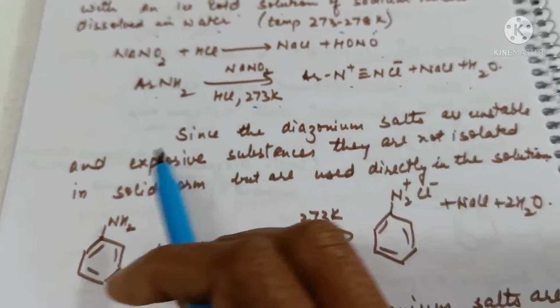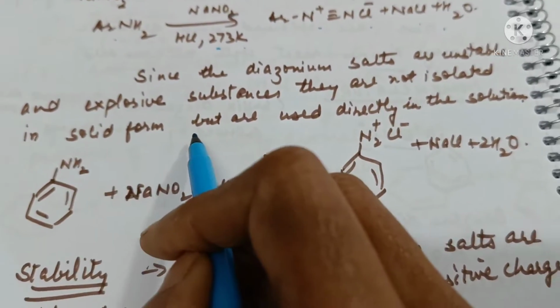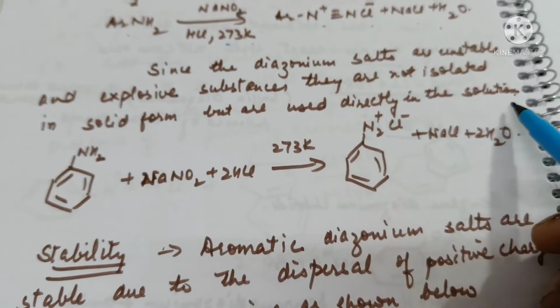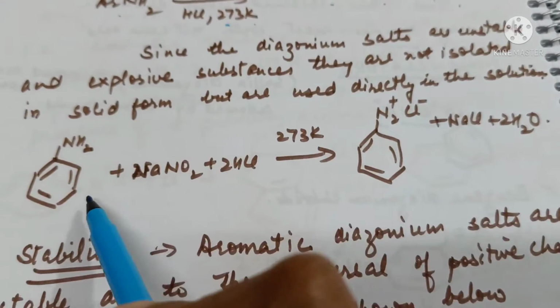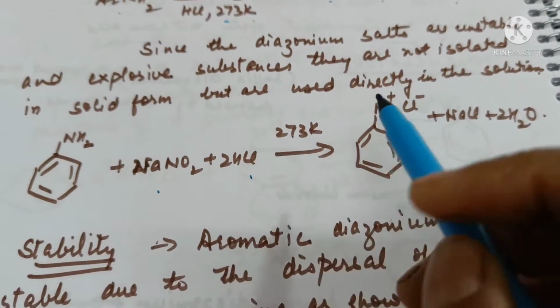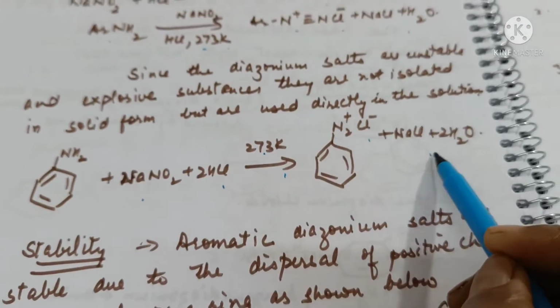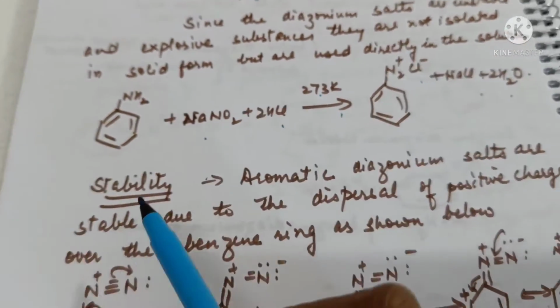Since the diazonium salts are unstable and explosive substances, they are not isolated in solid form but are used directly in the solution. So aniline plus NaNO2 plus 2HCl at 273 Kelvin forms diazonium chloride, NaCl and water.